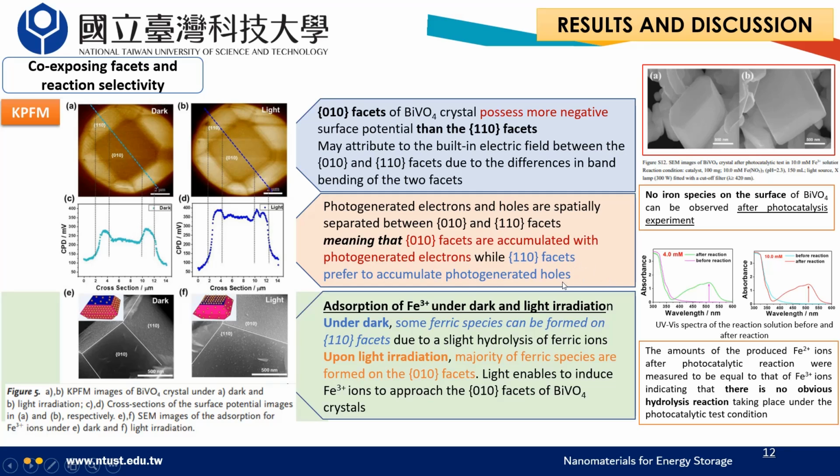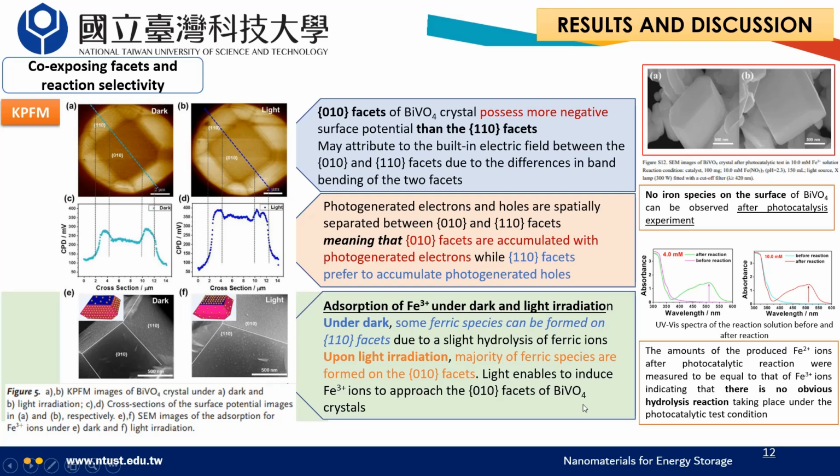the photogenerated holes. And from the absorption of Fe3+ under dark and light irradiation, in the dark, some ferric species will be formed on 110 facets due to the slight hydrolysis of ferric ions, but upon light irradiation, the majority of ferric species are formed on the 010 facets, so the light is able to induce Fe3+ ions to approach the 010 facets of bismuth vanadate crystals.